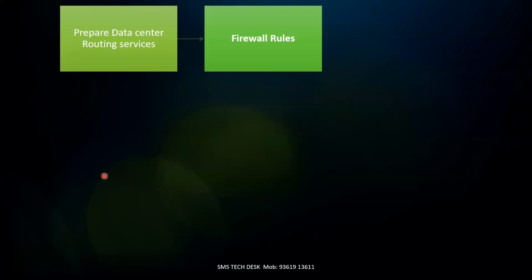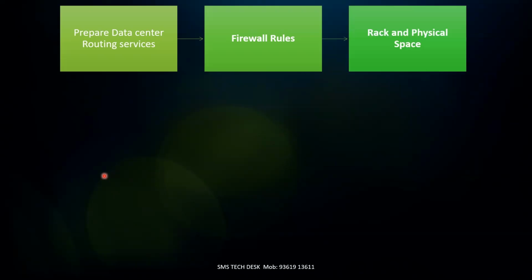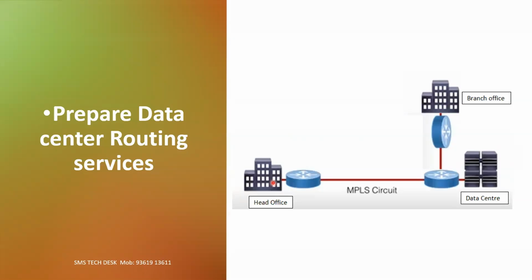Then below that routing services, you need to configure the firewall rules, because when traffic hits from outside to the router, then the next stage before reaching the server, it should reach a firewall, so that the firewall will filter out whether it's an allowed traffic or not, right? So, the firewall needs to be placed behind the router. Then about rack and physical space. So once that firewall, let's start with the first point, preparing data center routing services.